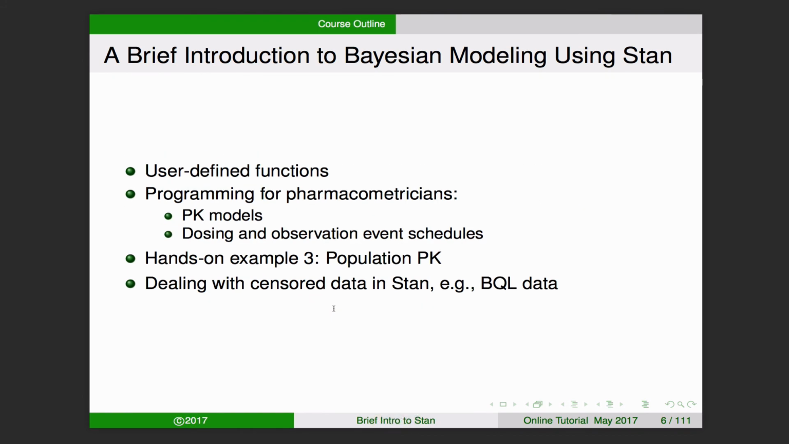Then we'll jump into user-defined functions and talk about programming for pharmacometricians, which will exercise what we learned about user-defined functions to construct PK models and how you deal with things like sequences of dosing and observation events in a schedule. And then that leads to our next example, which is a population PK example. And finally, we'll close out talking a bit about dealing with censored data in STAN and illustrate that in the case of dealing with BQL data in a population PK analysis. That's where we're heading.